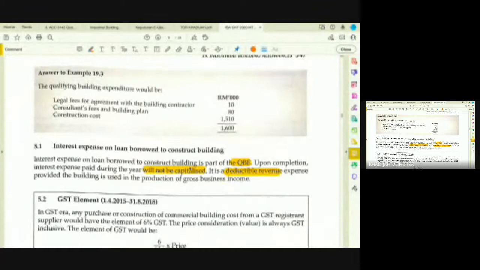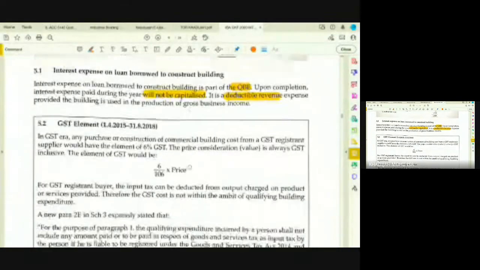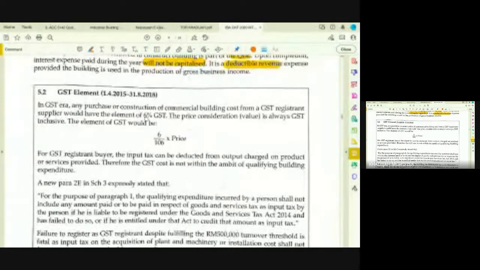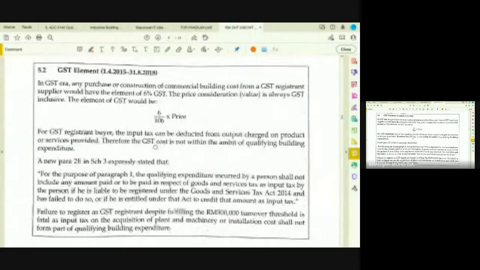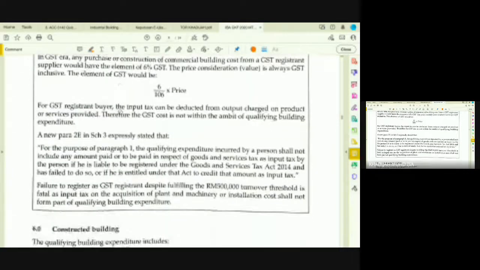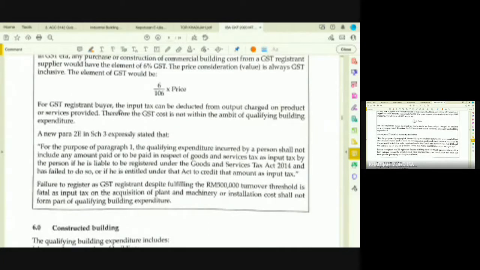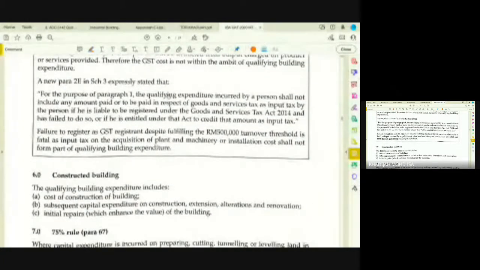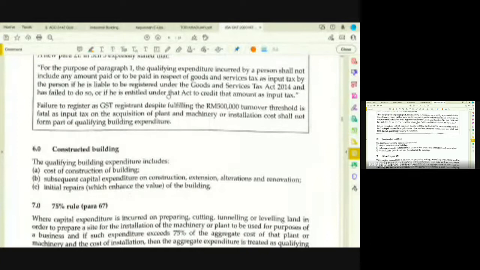So there are two parts. One is during construction, that is your QBE. But once it's completed, you're going to claim that as a deductible expense. When you come up with the boxes here, it shows that these are for the previous year's loss. Remember that in previous years, we had the GST element, but it has been abolished, and now we come back with the sales and service tax. So if you look into the previous textbook, you will have this.